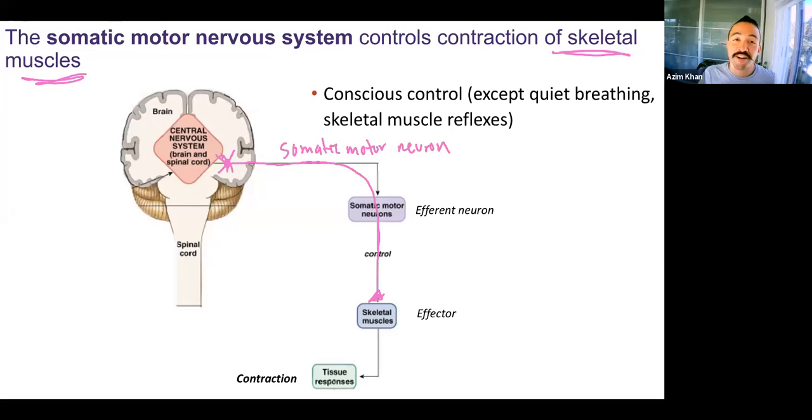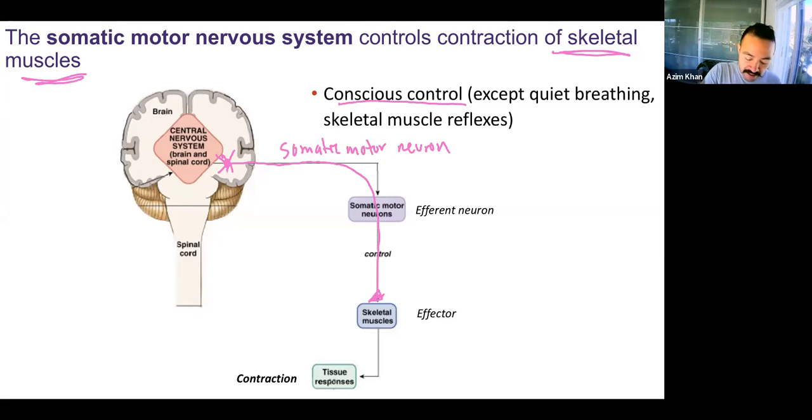Yeah, somatic motor neurons control skeletal muscle, not smooth, not cardiac. We'll get to those in a minute. Somatic motor neurons control skeletal muscle. What characterizes them is that there's conscious control through these neurons, except for, you know, when you don't have to think about breathing or those reflexes that we discussed that we'll take a look at in a minute.